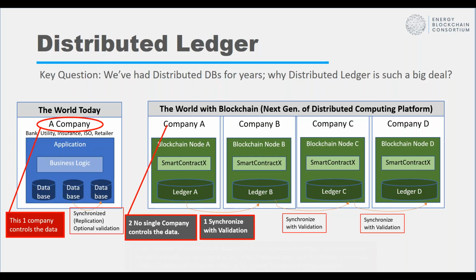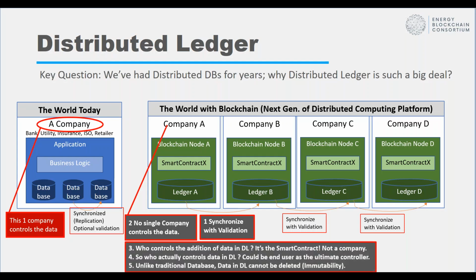Okay, so then what? Second thing is that no single company controls the data, which means that if no single company controls the data, now it starts to become interesting. How is it even possible, actually? The other area is who controls the addition of data in the distributed ledger? In the good old days, with the world today, the application business logic does that, right? Which is controlled by a company. But in the new world of blockchain, it is a smart contract, not the company.